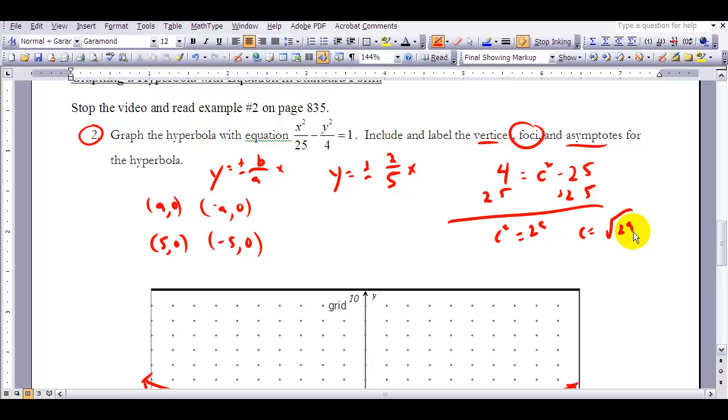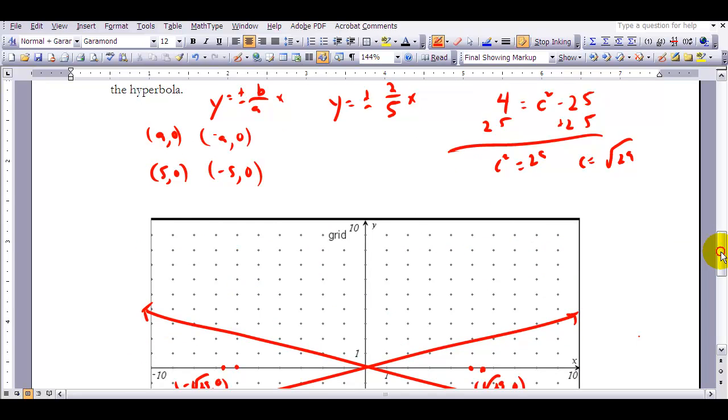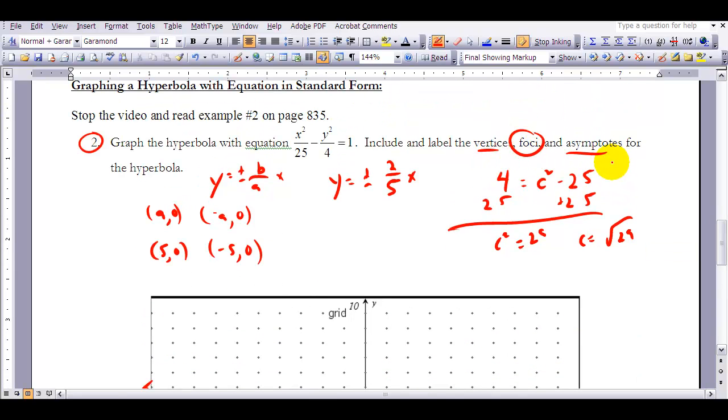Okay, which means that my two foci are at c, 0 and negative c, 0, so that would be at the square root of 29, so somewhere right about in this range, and I'm going to label that as negative square root of 29, 0, and same thing over here, the square root of 29, 0. And so we've labeled the foci points, we've labeled the vertices, we've labeled the asymptotes.